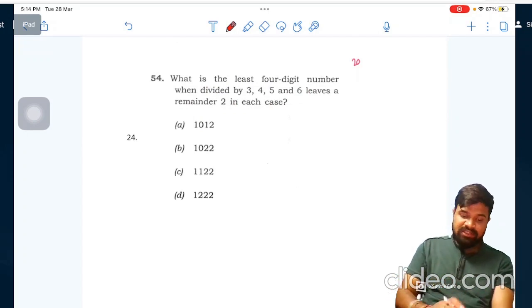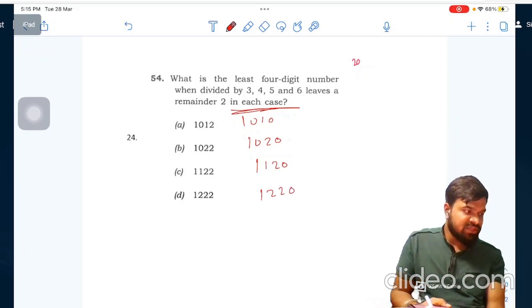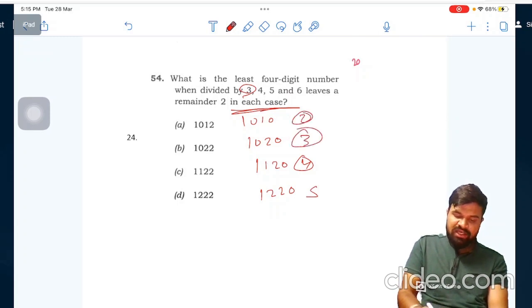Okay, same on the same lines. This is what I was asking, the common remainder question. This will be 1010, this will be 1020, this will be 1120, this will be 1220. Okay, now go for the sum of digits. The sum of digits should be divisible by 3. If we check, the sum of digits here is 4, the sum of digits here is 5. So in this case only the sum of digits is divisible by 3.